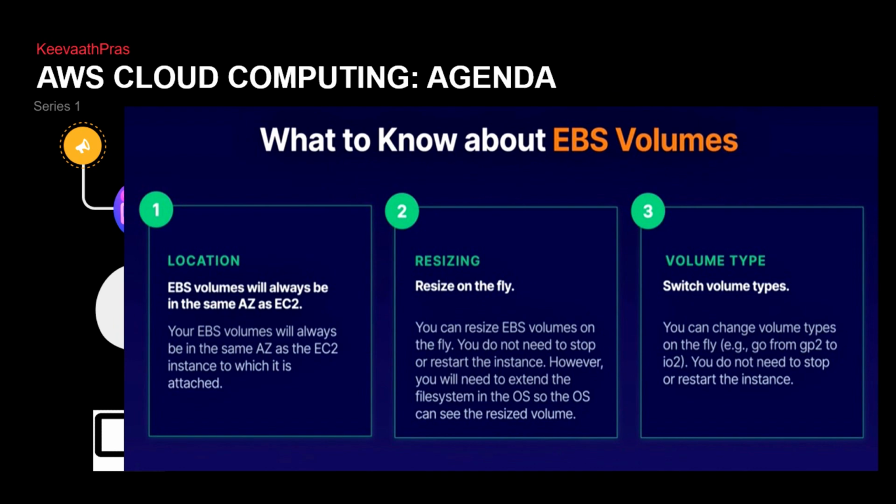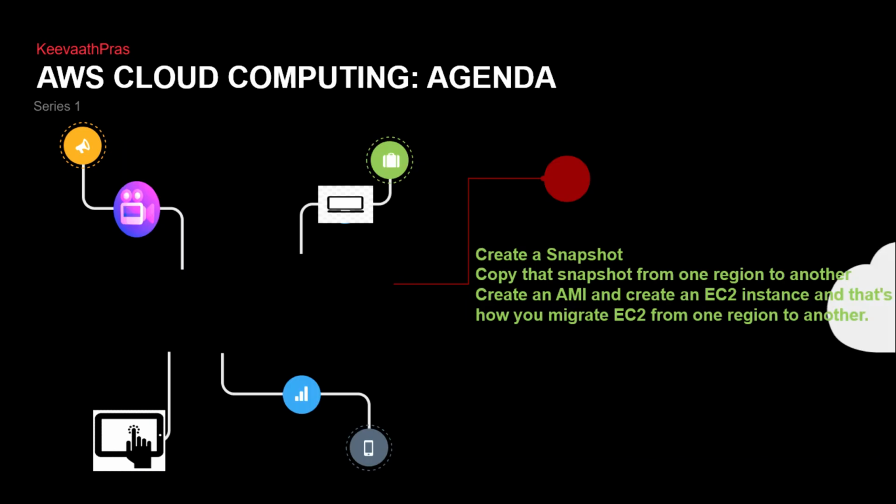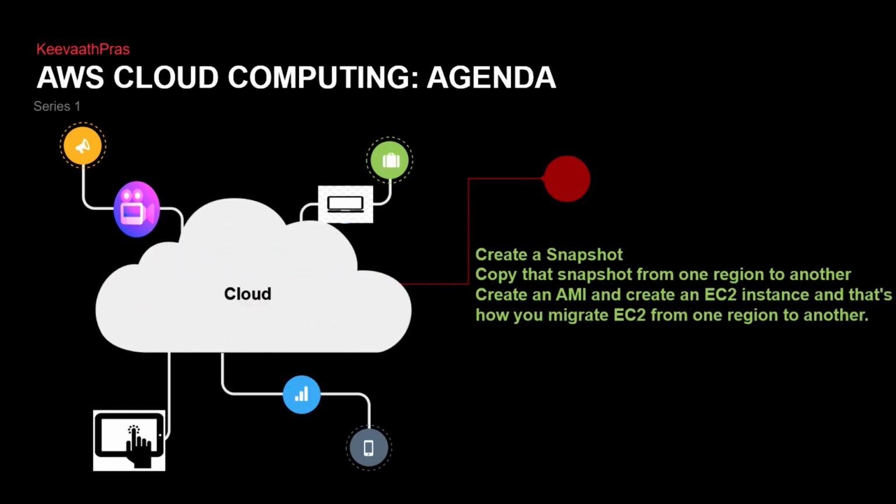The location of the EBS volume will always be in the same availability zone as EC2. You can also resize on the fly. You can even modify it. You can switch the volume types, that is from GP2 to GP3, IO1 to IO2. You can either switch what you want, or you can resize the volume. So 3 things: create a snapshot, copy that snapshot from one region to another, create an AMI, an Amazon Machine Image, and create an EC2 from that AMI, and that is how you migrate an EC2 from one region to the other.